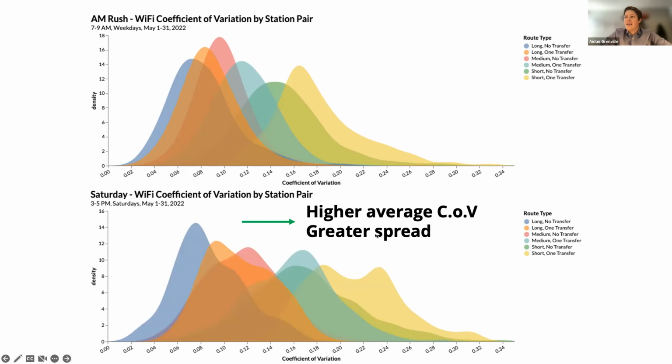Likewise, we've also taken this opportunity to pull this analysis out of just the AM rush period and look at it on Saturdays and other times throughout the day. We consistently saw on Saturdays a higher average coefficient of variation and generally a greater spread, which means that as the headways are reduced on the weekends, we see again less reliable journey times.